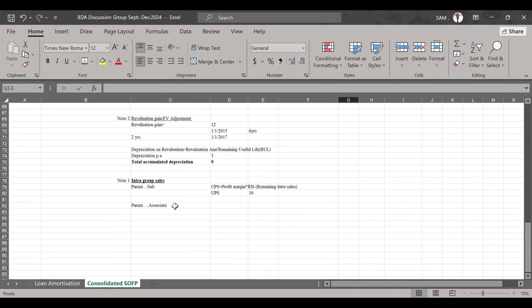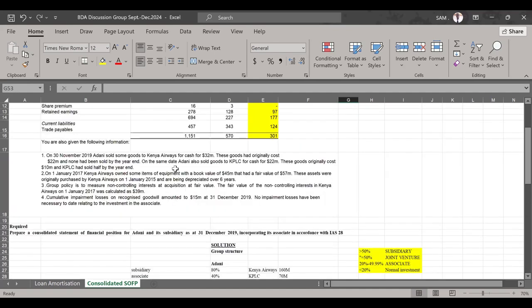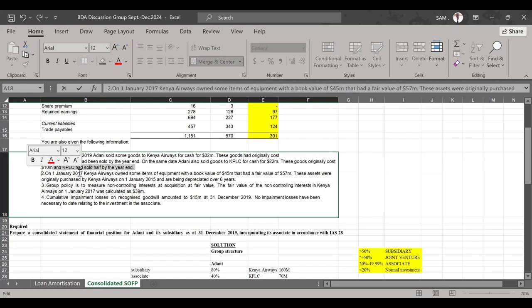In the second part, you can see that it was a downstream transaction from the parent to the associate. In this additional information number 1, we are told on the same date, Adani also sold goods to KPLC. This is the parent to associate for cash 22 million. And these goods had originally cost 10 million. So you can also see there is an element of UPS here between 22 million, which is the cash realized, and the cost of 10 million. And we are told this associate, which is KPLC, had only sold half by the year end.